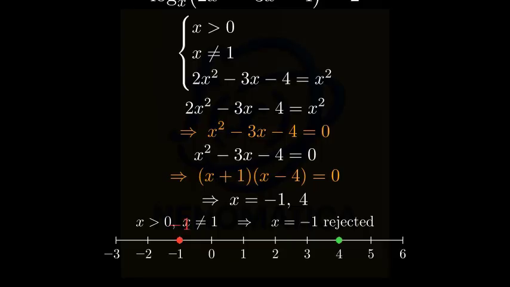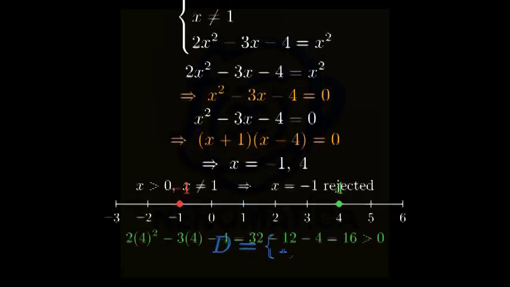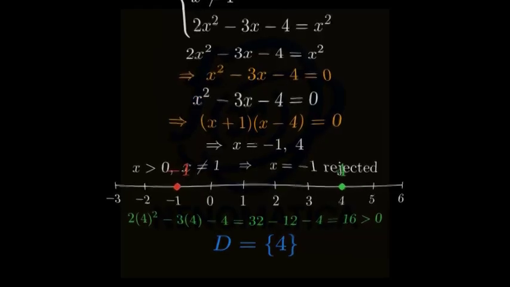Also, the argument 2x squared minus 3x minus 4 must be positive at any solution. At x equals 4, the argument equals 16, which is positive. Hence the solution set is D equals {4}.